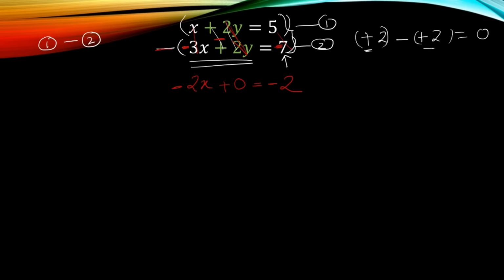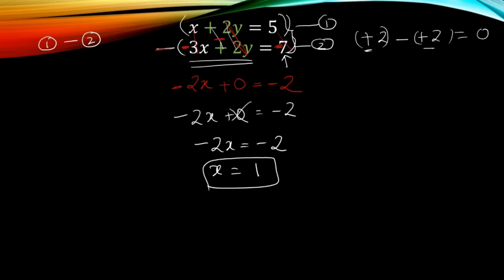So the new equation I've got is minus 2x plus 0 equal to minus 2. So I don't need to write this 0. So minus 2x is equal to minus 2. Therefore x is equal to 1. So when you go back to the steps involved, once you found the value of the remaining variable, which in this case, we have eliminated y. x is the remaining variable. Therefore, we found the value of the remaining variable, which is x, which is equal to 1.